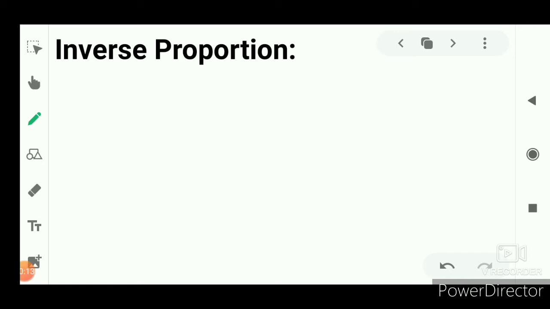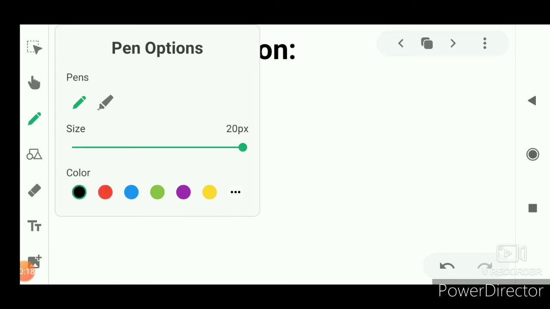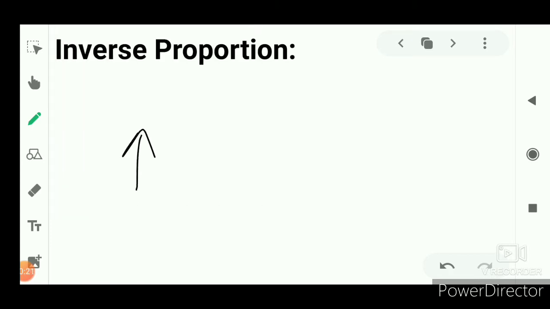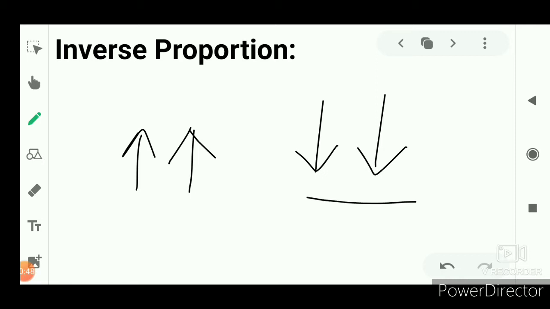Previously, in direct proportion, we have seen that as one quantity increases, the other quantity also increases. For example, if the cost of one pen is 10 rupees, then the cost of 10 pens will be 100 rupees. It means that the number of pens and the cost of pens are directly proportional. And if the number of pens decreases, the cost also decreases. If 10 pens cost 100 rupees, then one pen costs 10 rupees, right?